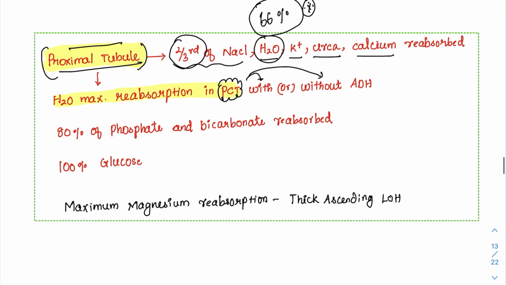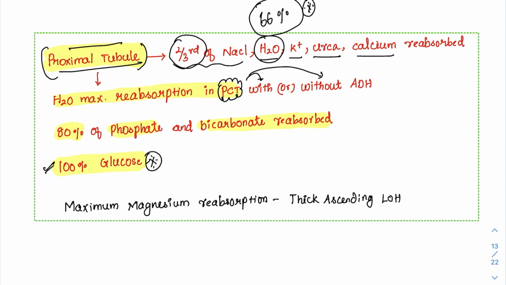Now coming to the phosphate and bicarbonate. 80% of them is reabsorbed in the PCT only. Now coming to the glucose, 100% of the glucose is reabsorbed in the PCT only. That is the reason why in a normal subject who is non-diabetic, we don't see any glucose in the urine. Whereas in diabetes, what happens? The load starts to increase and finally glucose will start appearing in the urine also.